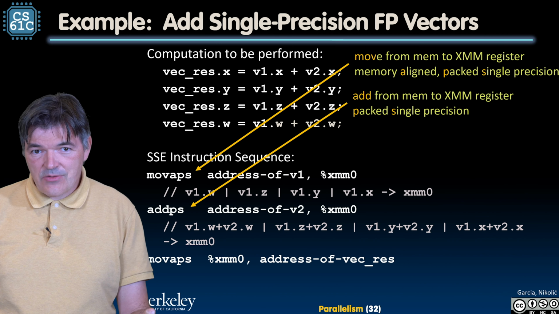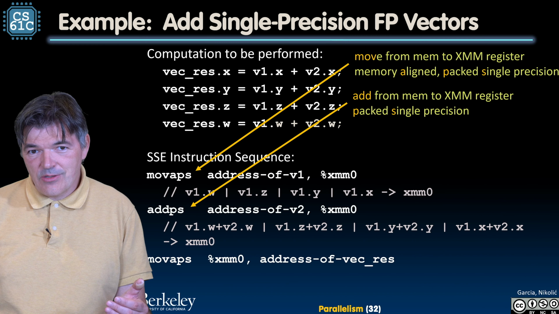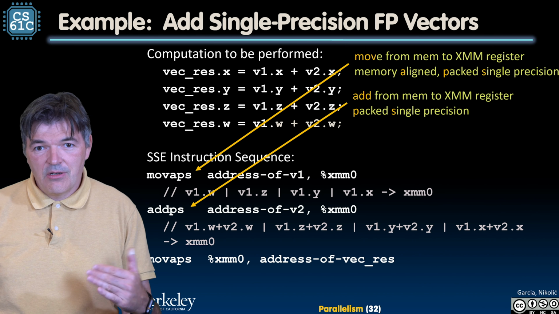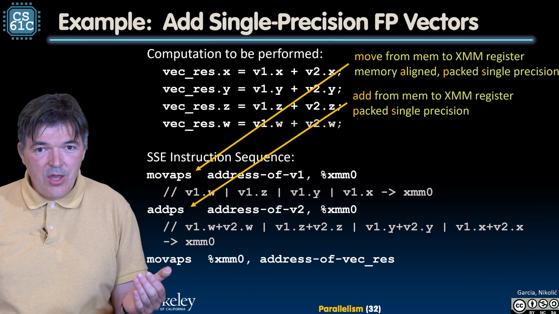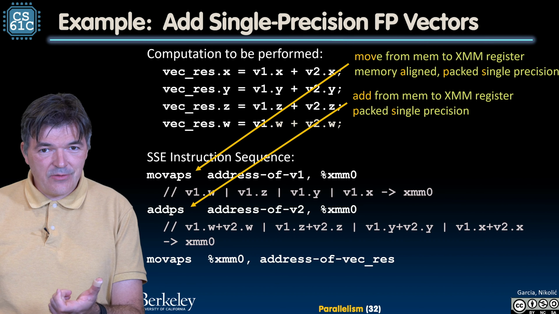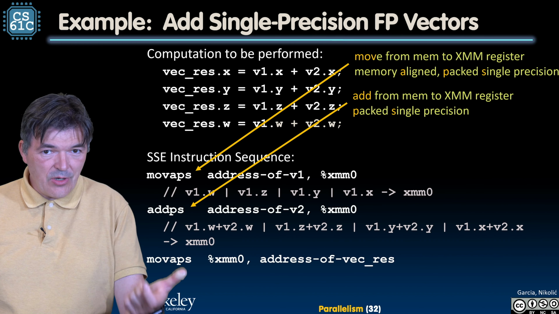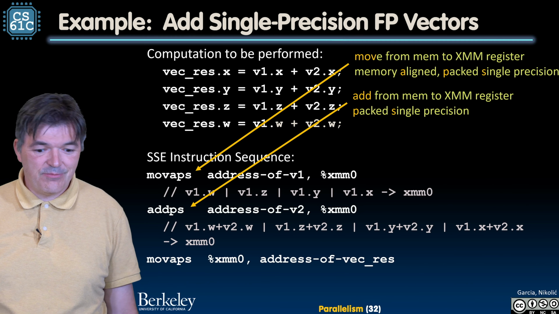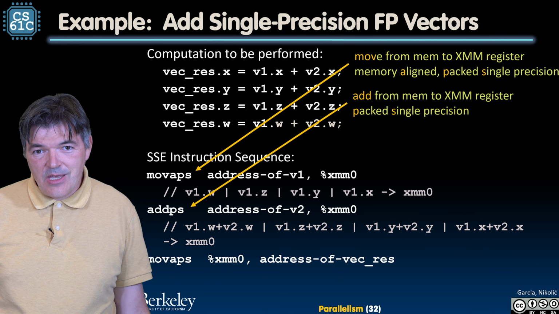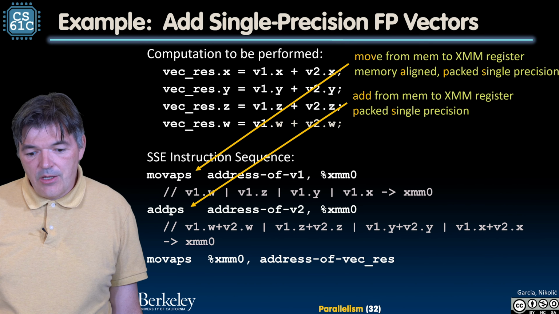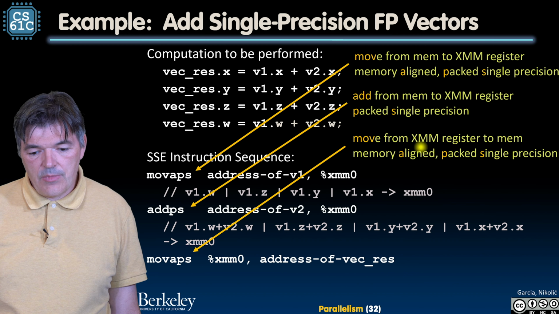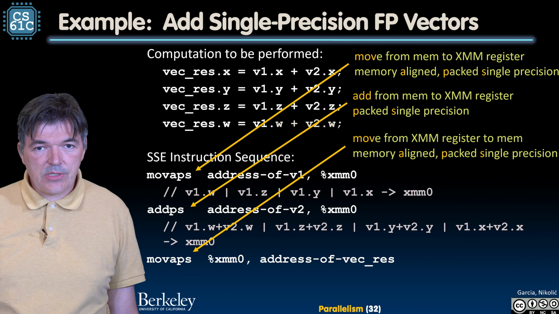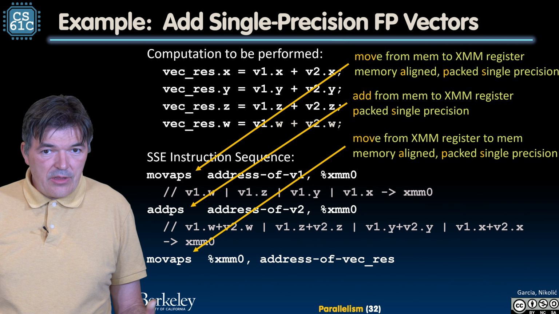RISC-V, remember, only has loads and stores for the operations with the memory. But here in Intel's assembly language, we can add the contents of a memory location to the contents of a register, and store it in that same register, the original register XMM0. And finally, in the third instruction, we move the content of the XMM register to the memory location in the same way, aligned, packed, single precision. All right, that is it.